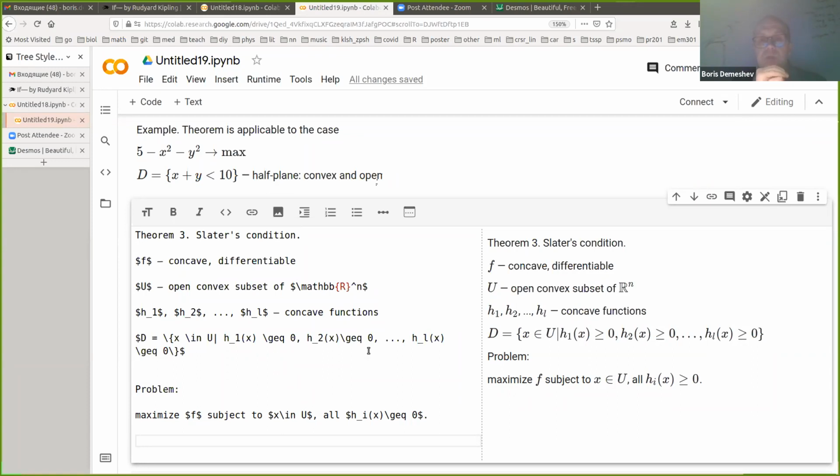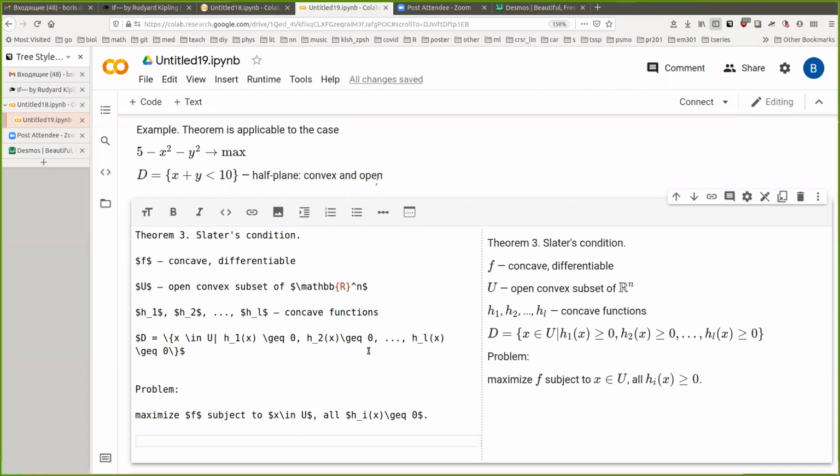Okay, the problem is clear. The requirements are clear. F is a concave differentiable function. U is an open convex subset of Rn, probably given by strict inequalities. H1, H2, HL are functions that are concave and that are used as constraints. Okay, the setup is clear.